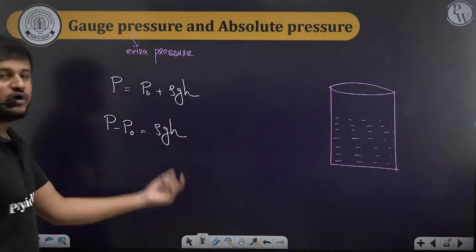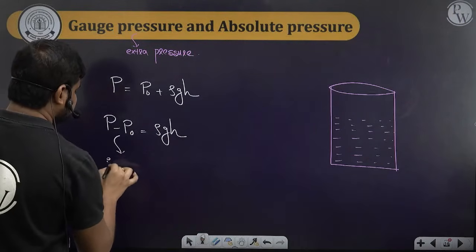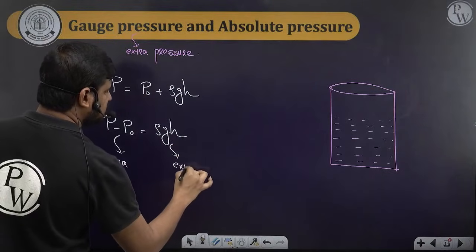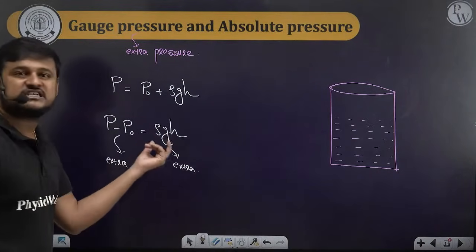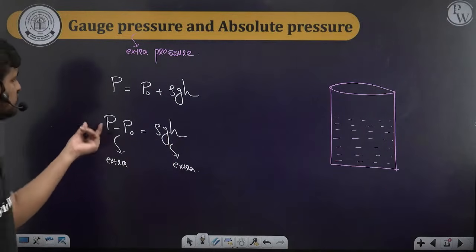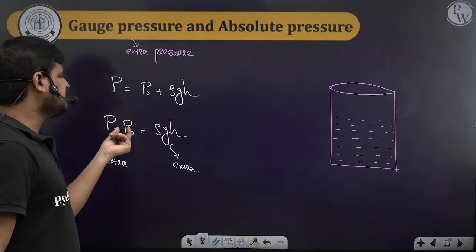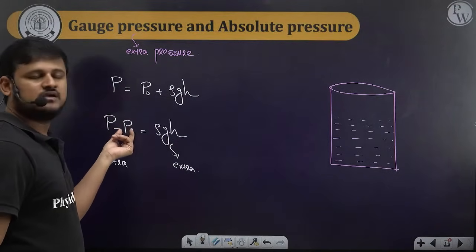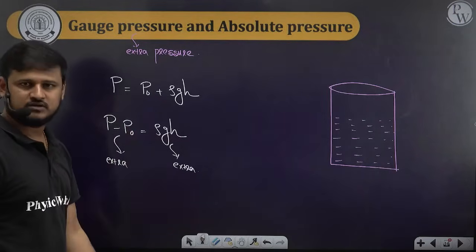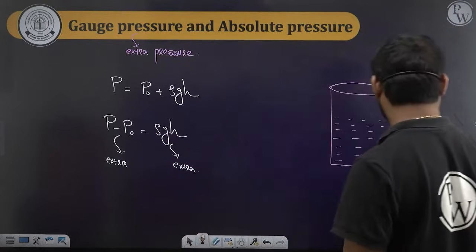So this is called the gauge pressure, the extra pressure. This rho gh, that extra pressure, we call the gauge pressure, right? P is the total absolute pressure, and minus atmospheric pressure will give the gauge pressure. Clear? Done? Sure. Just remember this part.